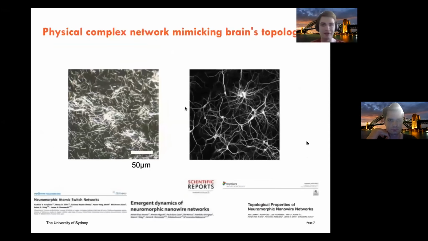And so now I introduce you to the focus of my talk. And this is a neuromorphic network of silver nanowires. Each of the white lines corresponds to a tiny silver wire of a few nanometers in diameter and several microns in length. And these nanowires self-assemble into some kind of complex disordered structure, unlike a computer chip and more like a brain, that has some similar topological characteristics such as small-worldness and modularity, similar to the brain.